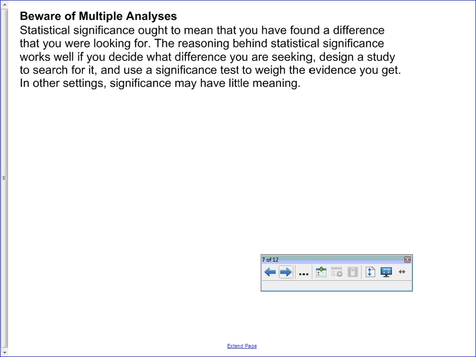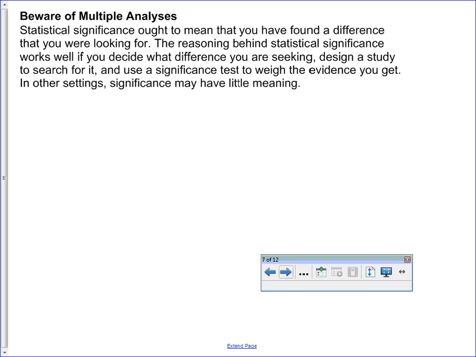The other thing is multiple analysis. You hear this all the time in the diet claims. Several studies have shown weight loss. Well, that means they did multiple studies. And if they did lots of studies and some of them didn't work, and some of them did work, you should be really, really nervous.